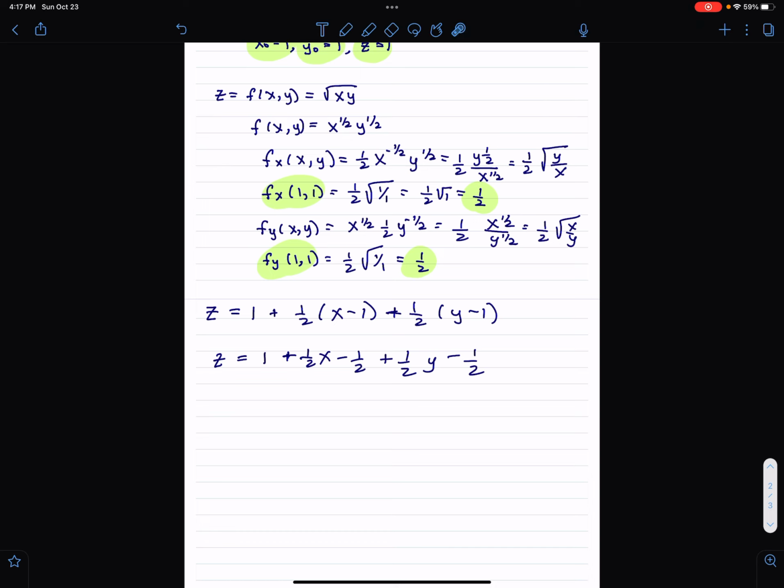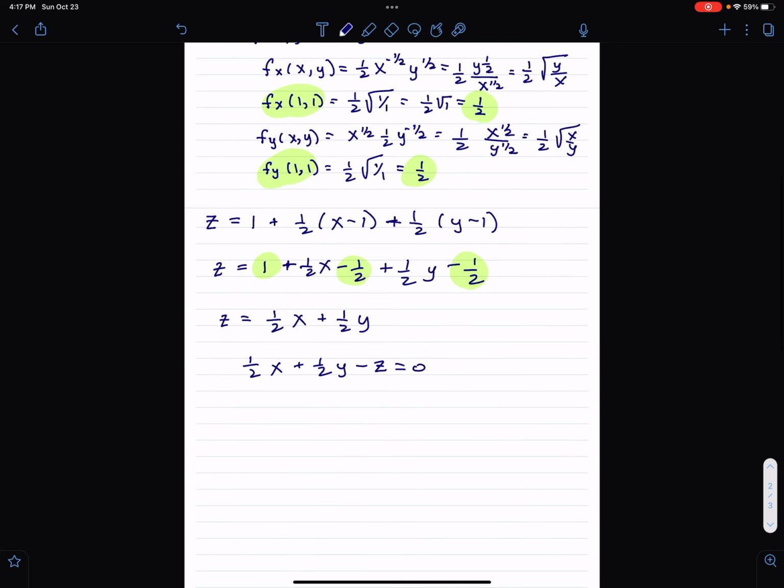And we see that these constants here, the 1 minus 1/2 minus 1/2, all cancel to make 0. So we have z equals 1/2 x plus 1/2 y. And the way the answer is given in the book is as follows. What the book does is it brings everything to one side, and then they multiply through by 2.